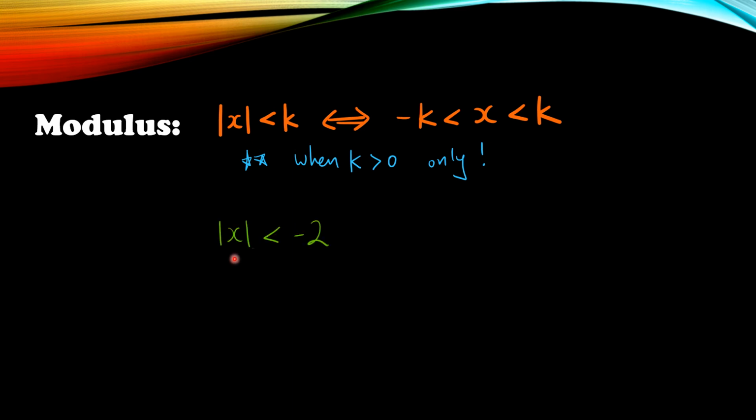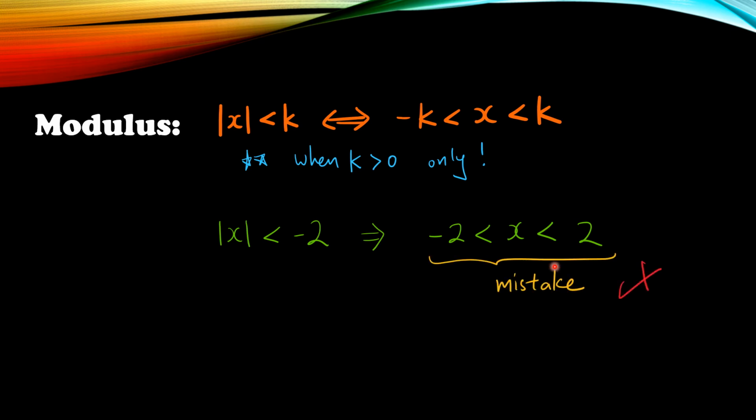So for example, if I have mod x less than -2, what students will do is they will sort of open up the modulus, they will follow this formula. So they will just simply write it as x is between -2 to 2, which is obviously wrong. Why is it wrong? Because if I let x equal to -1, x equals to -1 is part of this solution, but when I take the modulus, it's actually +1, which is greater than -2. So I have an answer from this solution that doesn't satisfy the original inequality.